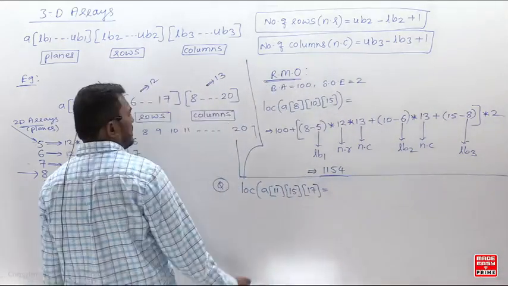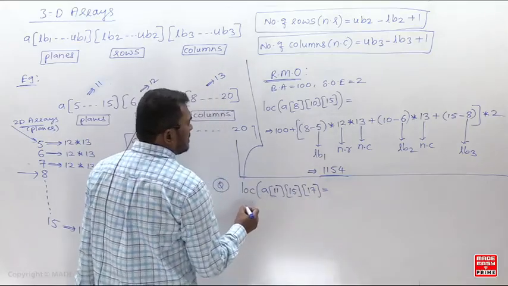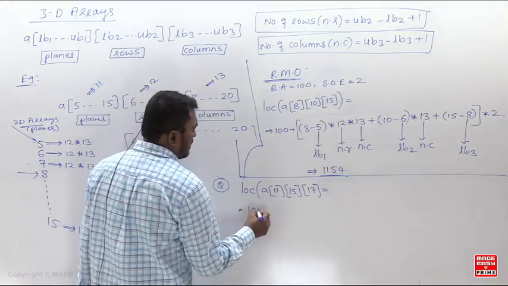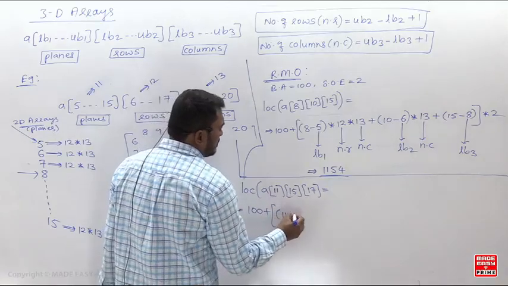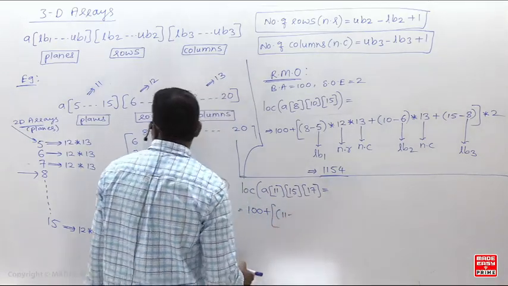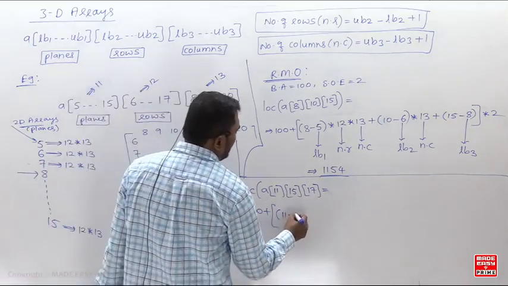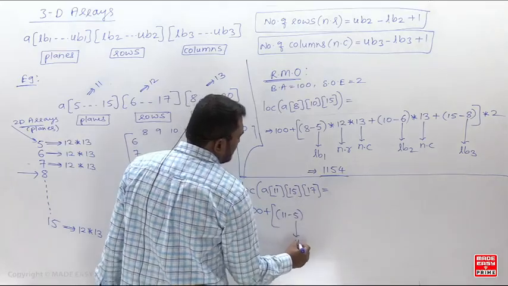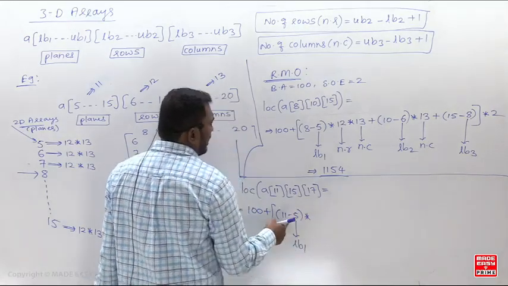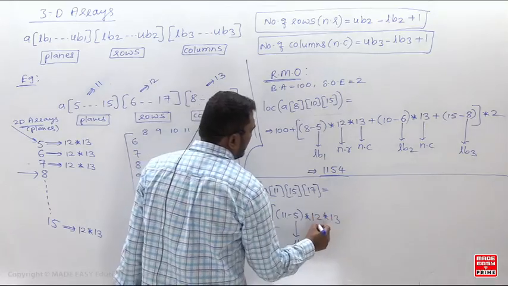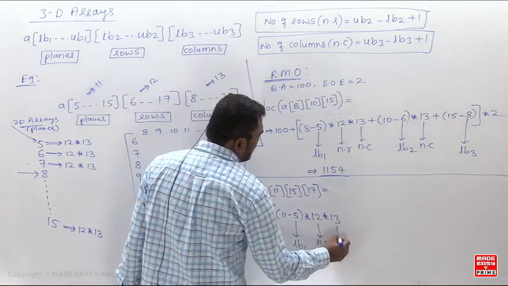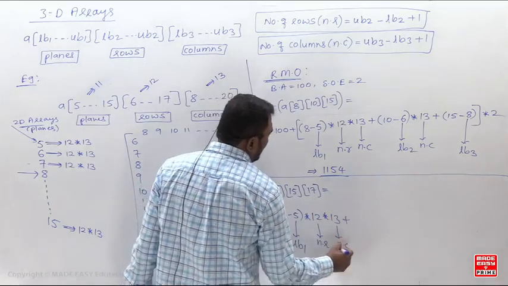So that is a row major order only. Same thing. Look at here, 100 plus. Now the 11th 2D array I want to go to, so it means 11 minus 5 2D arrays you have to cross. This is lower bound 1. And in every 2D array you are having how many elements? 12 into 13. This is number of rows and this is number of columns, plus.